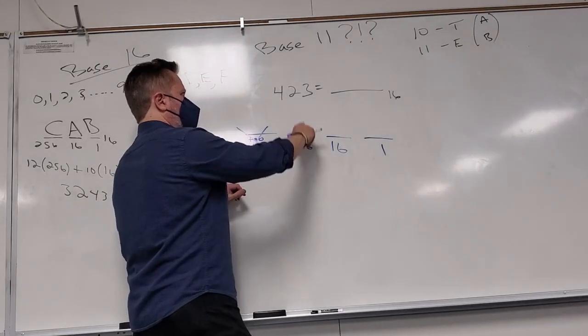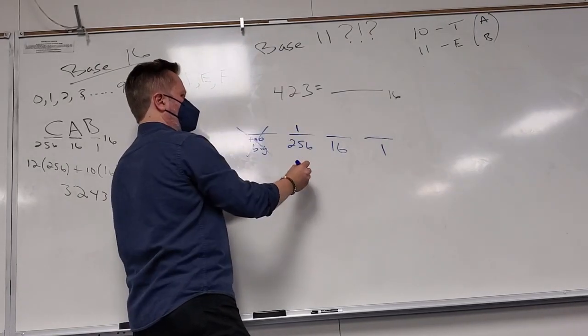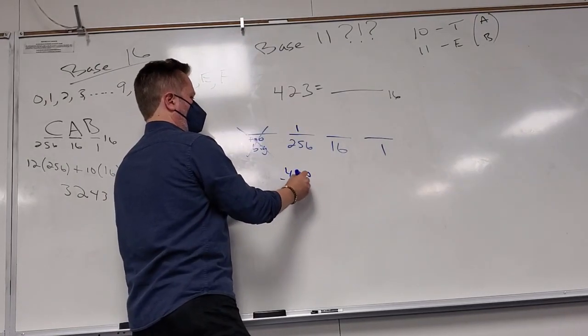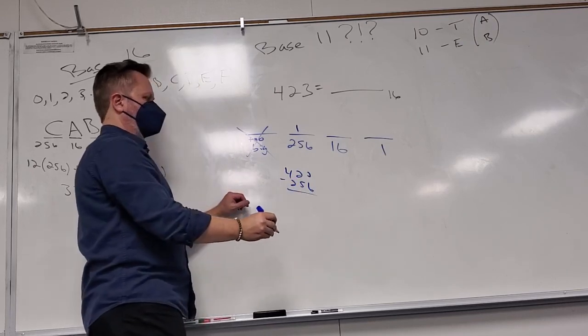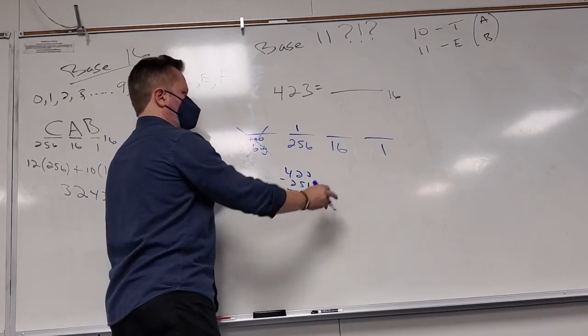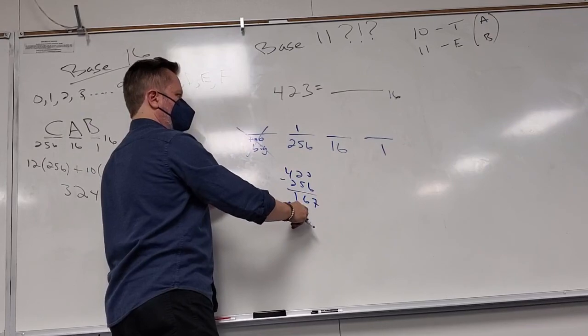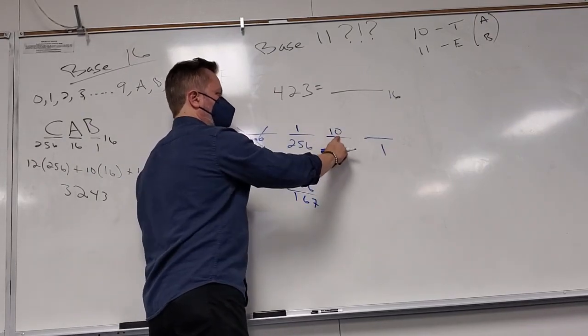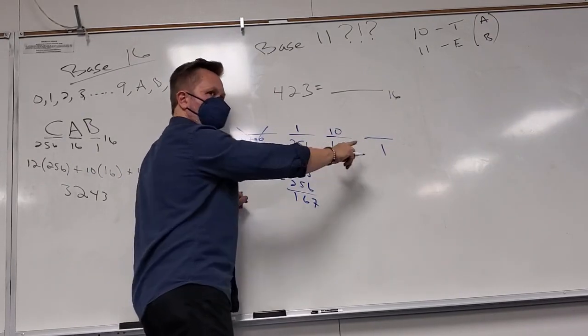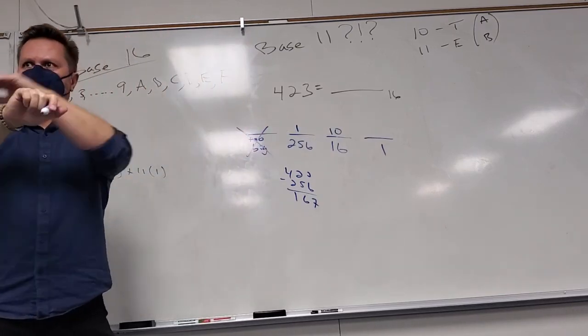How many 256s? One. One of them. And then what do you got left? 167. How many 16s? That's easy. 10. So I'm going to do this right now. This is not an answer. This is my work, correct?